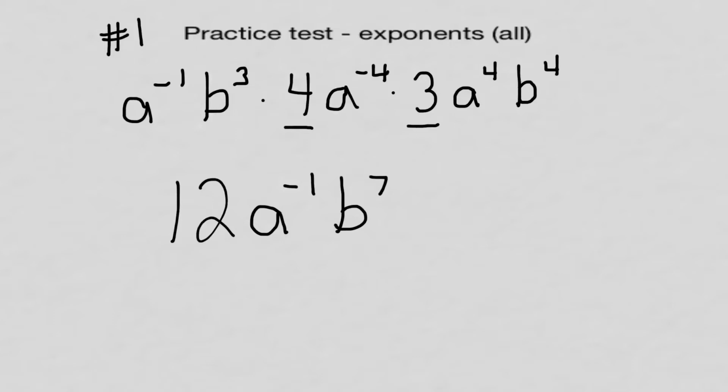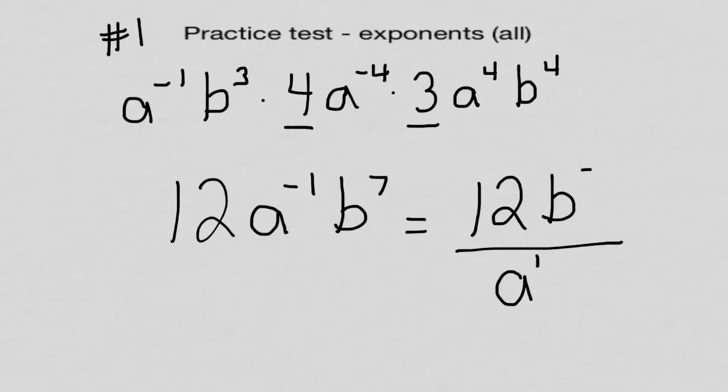Hopefully by now you know that you cannot have a negative exponent. So to finish this off, this is going to be 12. A is going to go to the bottom. I can put 1 there. I won't mark it wrong if you do, because it technically is right. It's just really not good practice to put a to the 1st. It's just a. And then I bring over my b to the 7th. That's it. You're done.